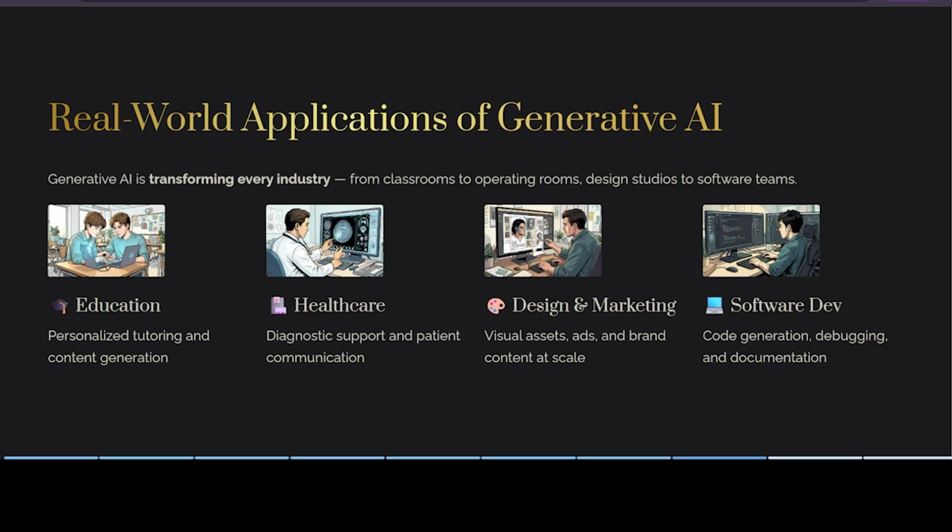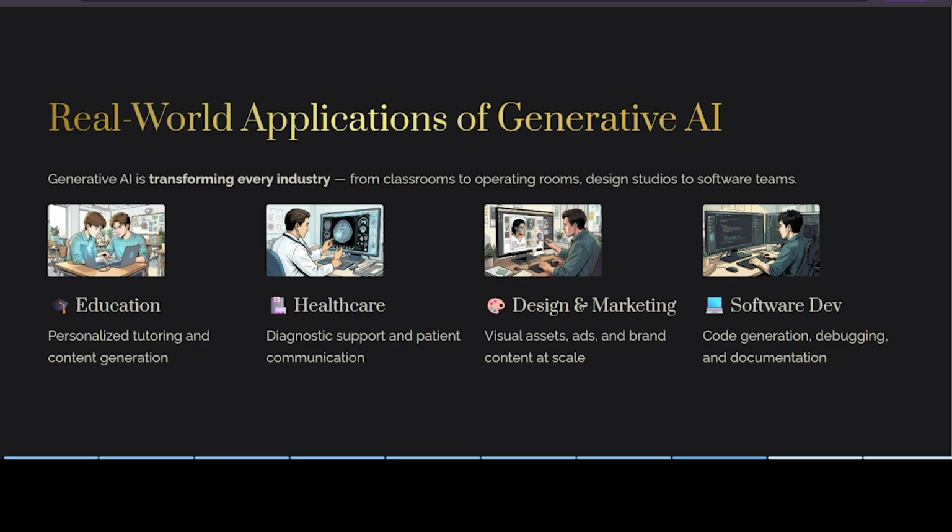In healthcare, doctors receive assistance with diagnosis. Medical reports are summarized automatically, and patients receive personalized guidance, right? In design and marketing, it will generate logos, posters, advertisements, and social media content also. And in software development, it helps in writing code, debugging errors, generating documentation, and explaining programming concepts, and it increases productivity significantly, right? So these are the major applications of AI.